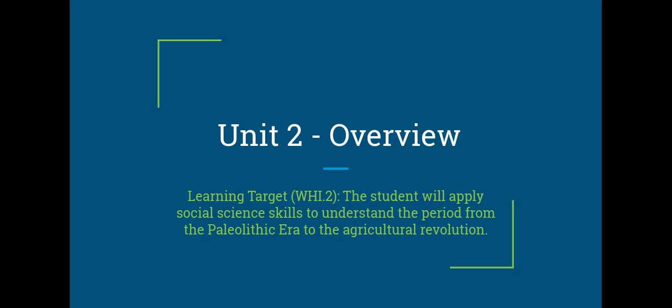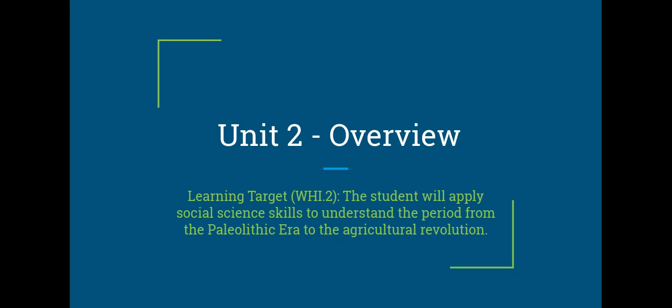The student will apply social science skills to understand the period from the Paleolithic era to the agricultural revolution. So there are those social science skills that we talked about back in Unit 1 when we laid out some of the things we'll need to know. And then there are some new terms there, Paleolithic era and the agricultural revolution. We're going to unpack those a little deeper as we go through the unit. But just remember at the end, those are the key things that we need to understand: the time period from the Paleolithic era to the agricultural revolution.